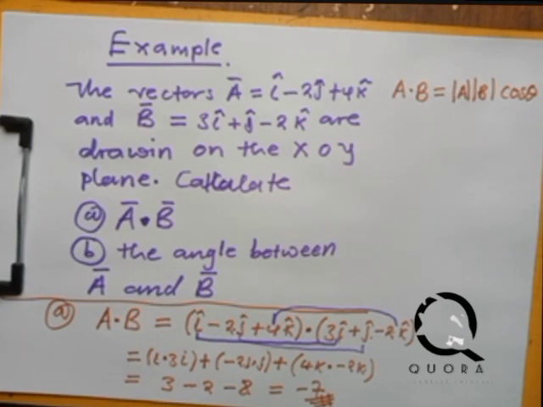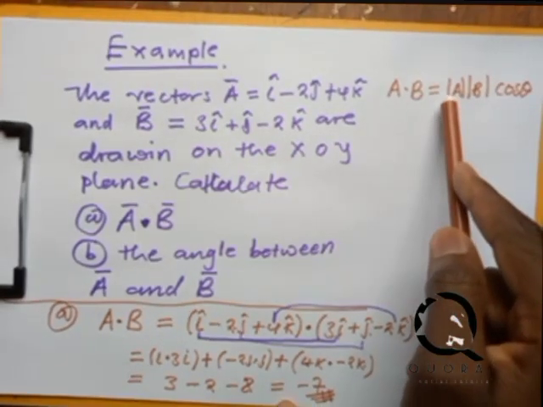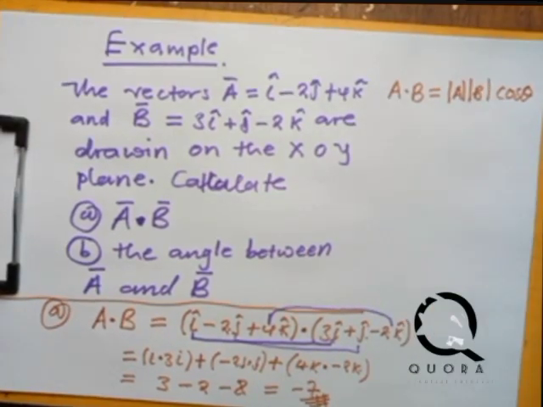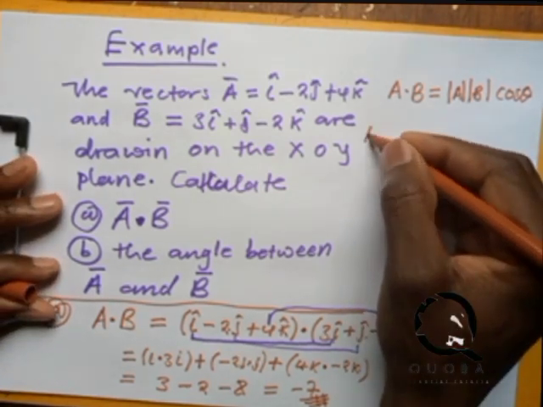Okay, so A dot B, we found that A dot B has to be negative 7. But we need first of all to find the magnitude of A and the magnitude of B. And how do you find the magnitude of A and magnitude of B? I'll start with the magnitude of A.